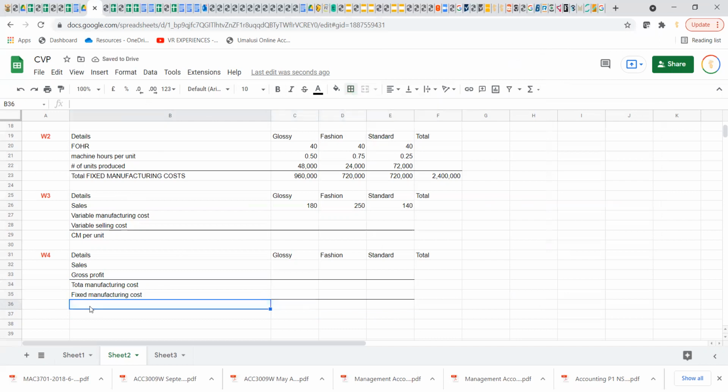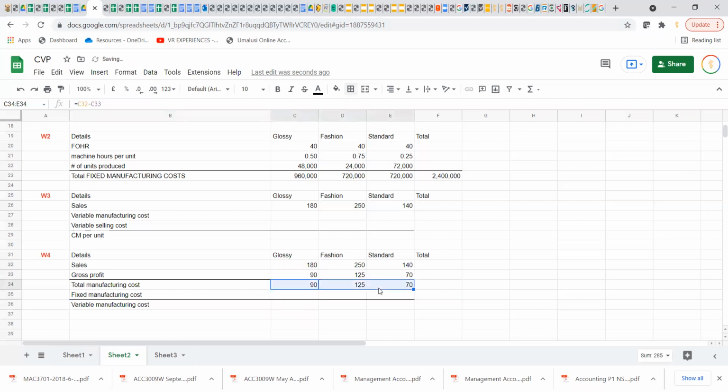Okay, this will give me variable manufacturing costs. So we know sales. Let's take this. What was this? This was 90, 125, and 70. So therefore, total manufacturing costs equals that minus that.